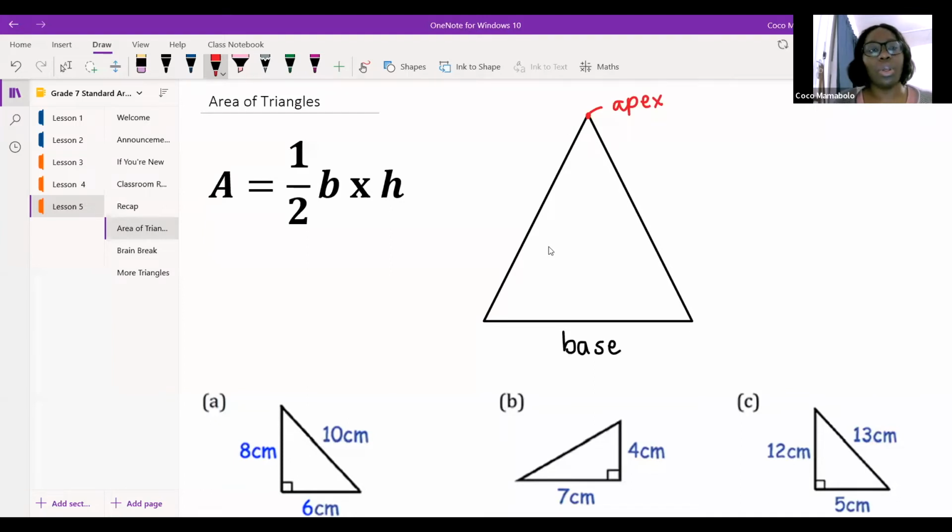So now, when I calculate the area of my triangle, I'm going to have to look at my base and I'm going to have to multiply it by the perpendicular height. So I'm going to draw a straight line. I know my line is not straight, but there it is. A straight line from my apex all the way down to my base. And then I'm going to do this.